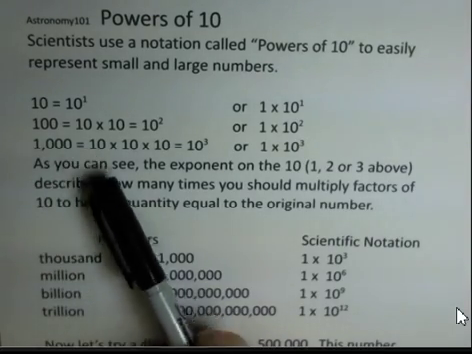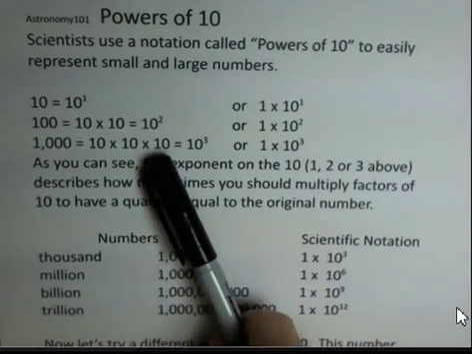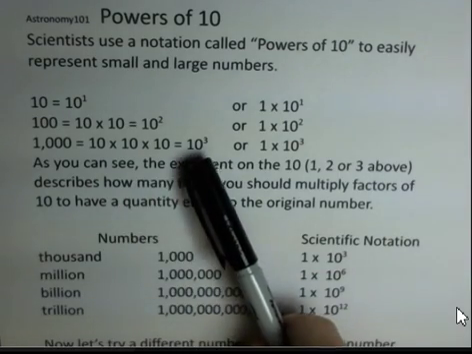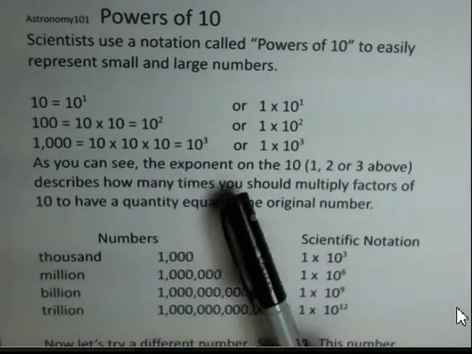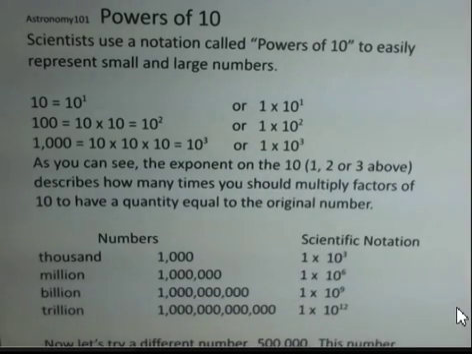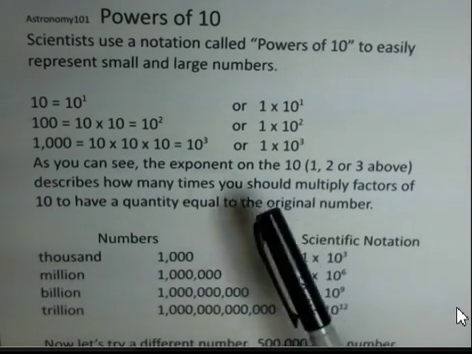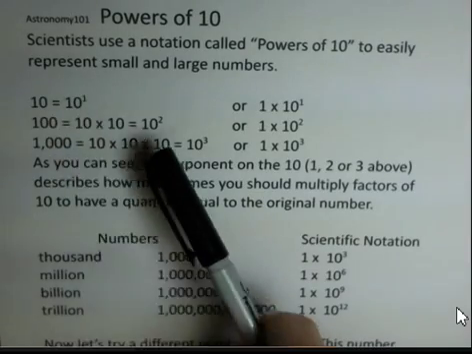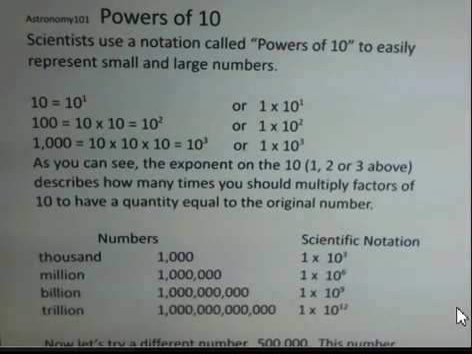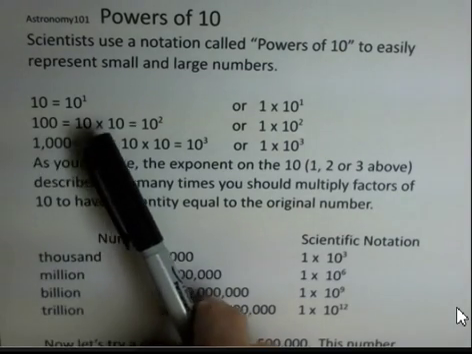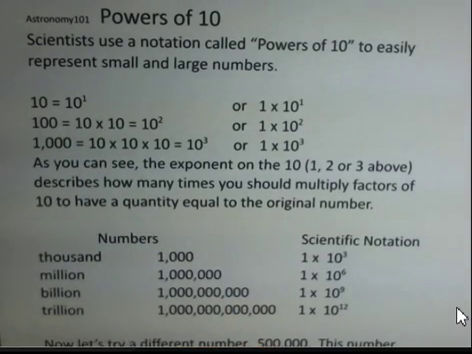1,000, 10 times 10, that would be 100. Times 10, that would be 1,000. That's represented by 10 to the third. Or if we multiply that by 1, 1 times 10 to the third. So we have this exponent of the base 10, 10 to the first, 10 to the second, 10 to the third. That's really telling us how many factors of 10 have been multiplied together to produce the number.